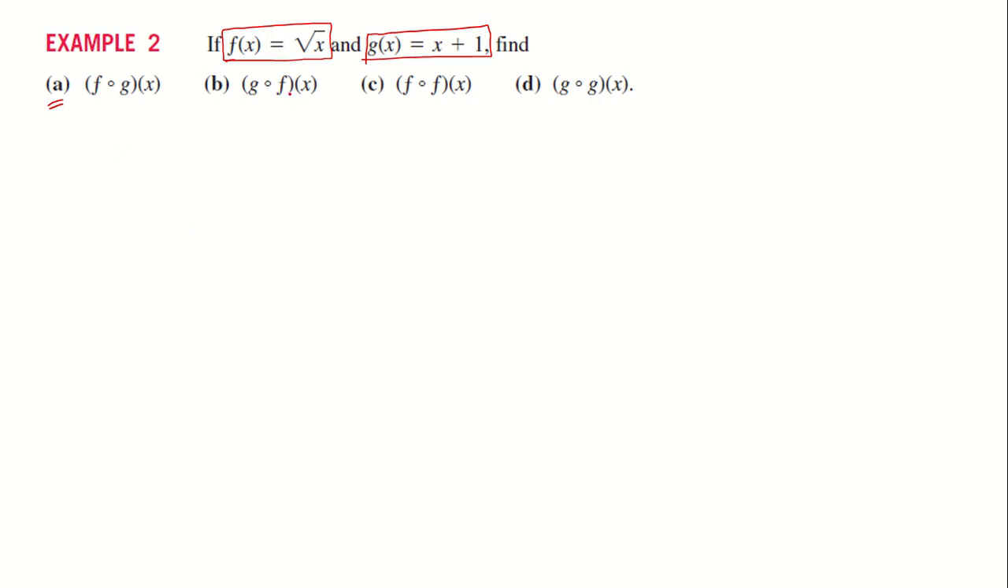Okay, let us check. Here we can rewrite this f of g of x. That means f of g of x is f of x plus 1, so root over x plus 1, right? Now go for number C.